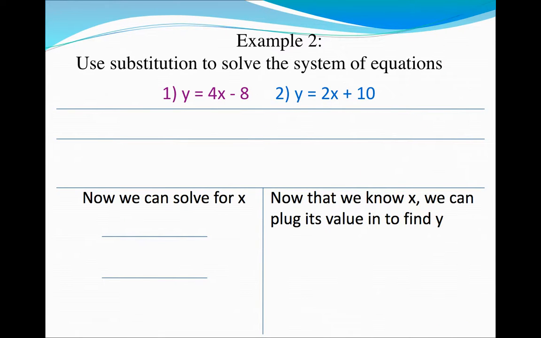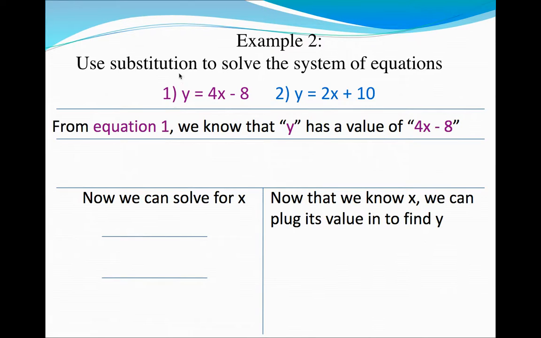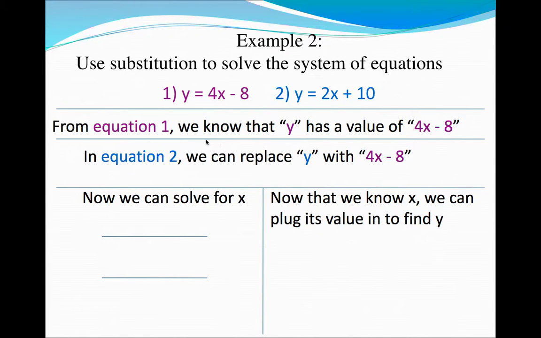Okay, let's do one more example. So now we have y equals 4x minus 8 and y equals 2x plus 10. From equation 1, we know that y has a value of 4x minus 8. And because there's a y here, we're going to plug it into the second equation. So again, y equals 2x plus 10. Instead of having that y here, we're going to place the 4x minus 8 into that y. So 4x minus 8 is equal to 2x plus 10.